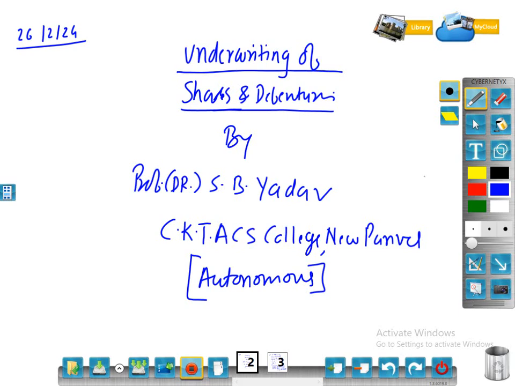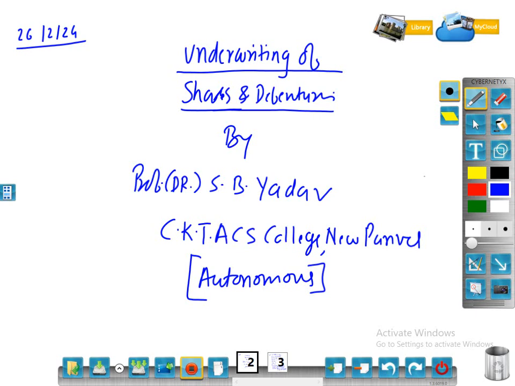Today I am going to solve the first basic problem on underwriting of shares. After completing it, you will understand how to prepare a net liability table and how to write journal entries for underwriting commission in the books of the company, not an individual or firm. We are writing the books of the company.